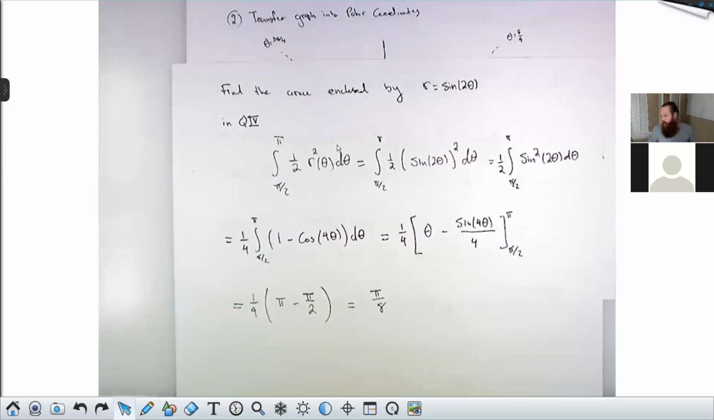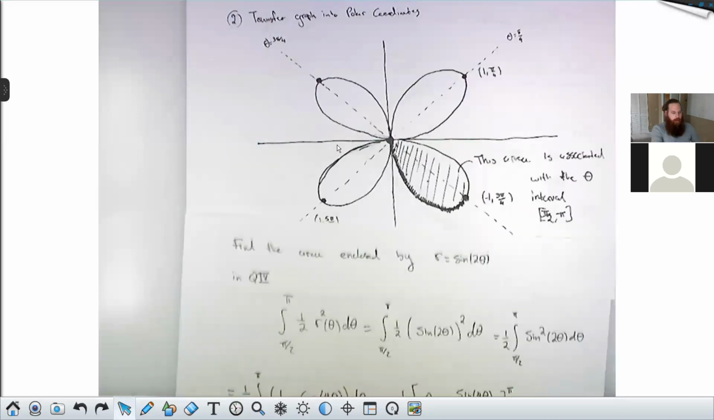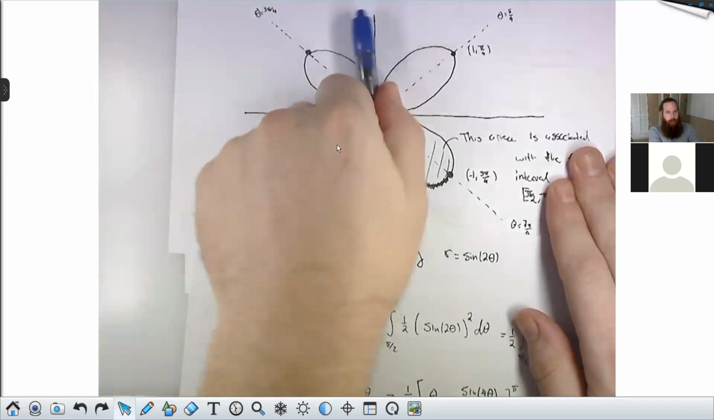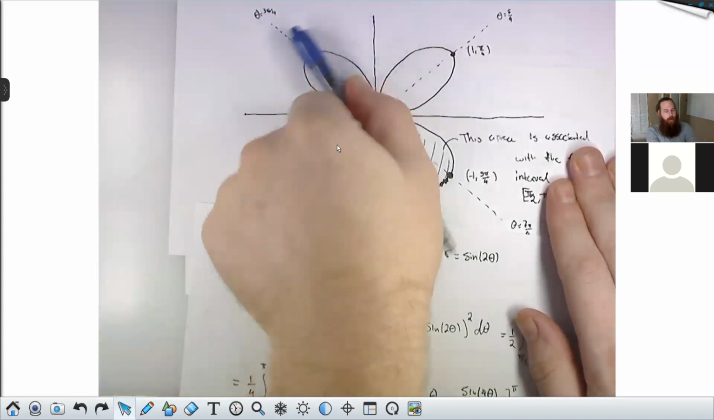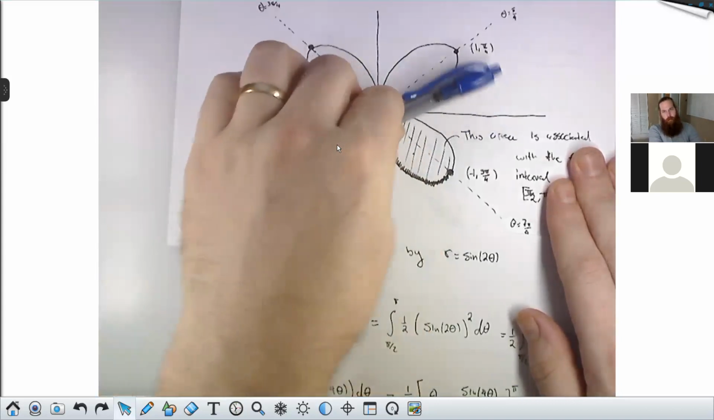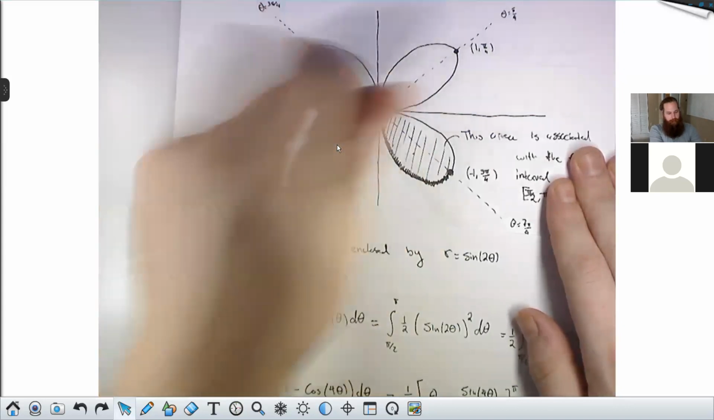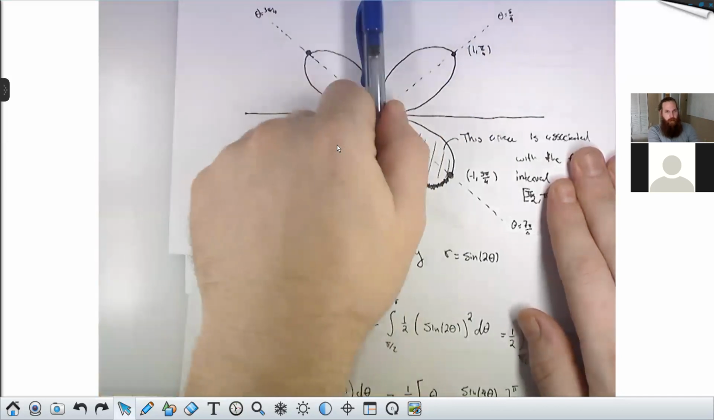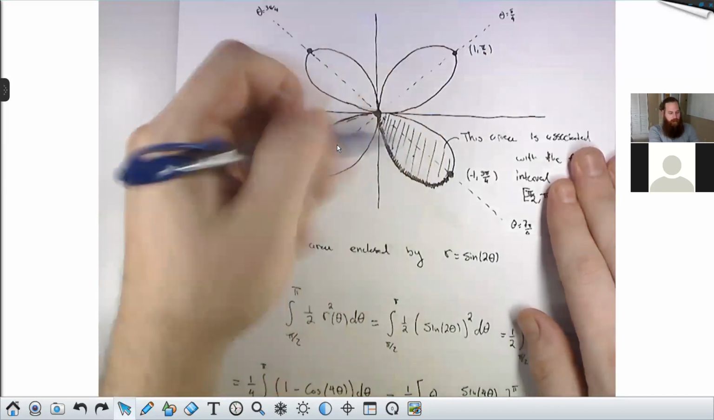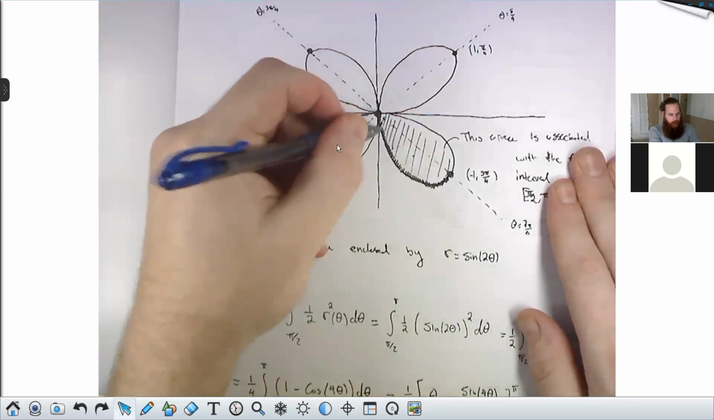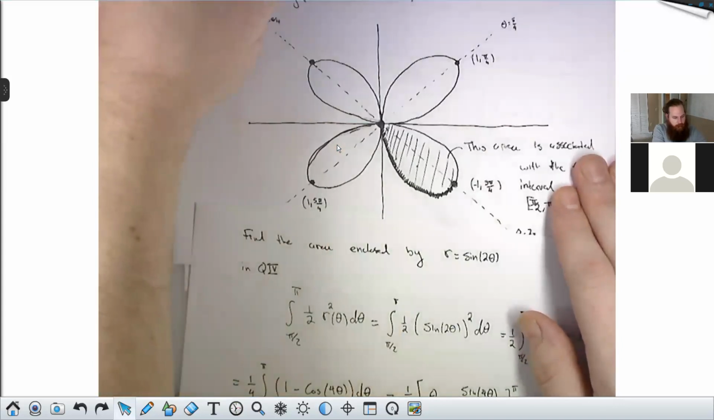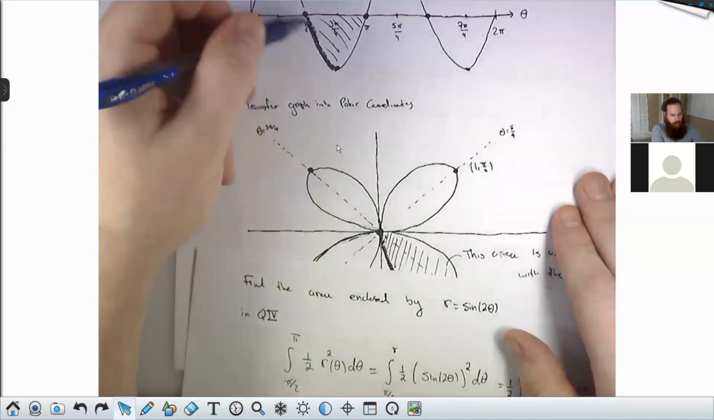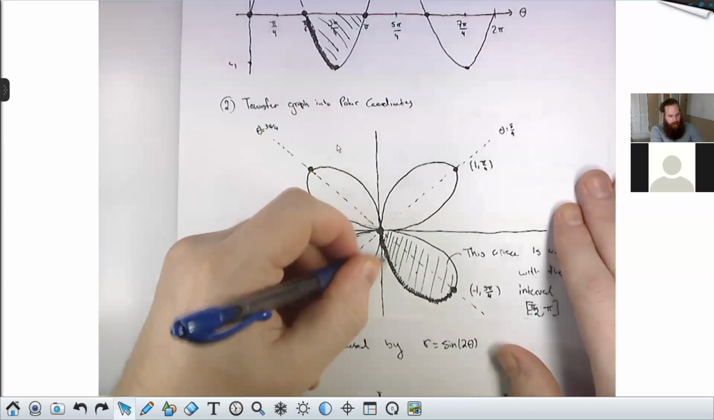That's the hard part, right? Figuring out the bounds. Because this loop was drawn when we got to this part of the graph, right? My arm rotated from 0 to pi over 4, I drew this thing. From pi over 4 to pi over 2, I drew this thing. But then as we rotated past pi over 2, r was negative. So we had to be drawing down here. So remember, this shaded part of the graph in the rectangular coordinate picture, this part, is when we drew this guy down here.